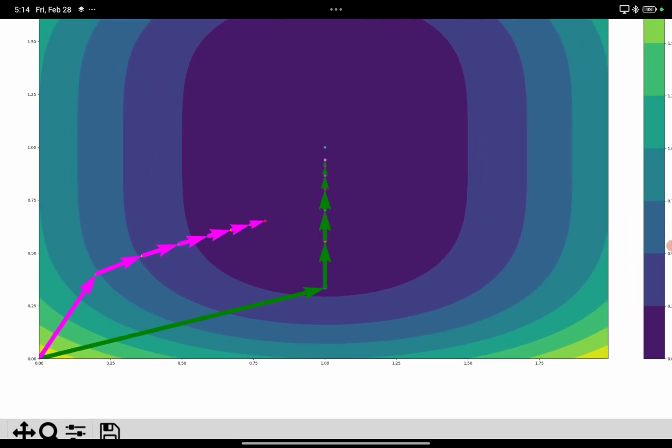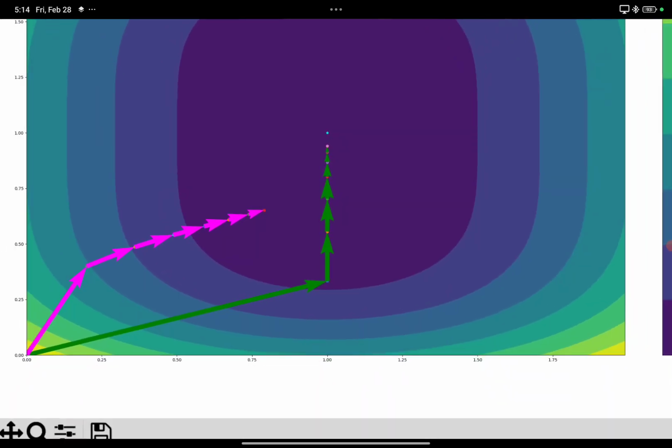So the magenta trajectory is that of gradient descent. Green is that of Newton's method. The one thing to note is that after the first step, Newton's method is kind of moving vertically every time. I'm not sure if you noticed this earlier.